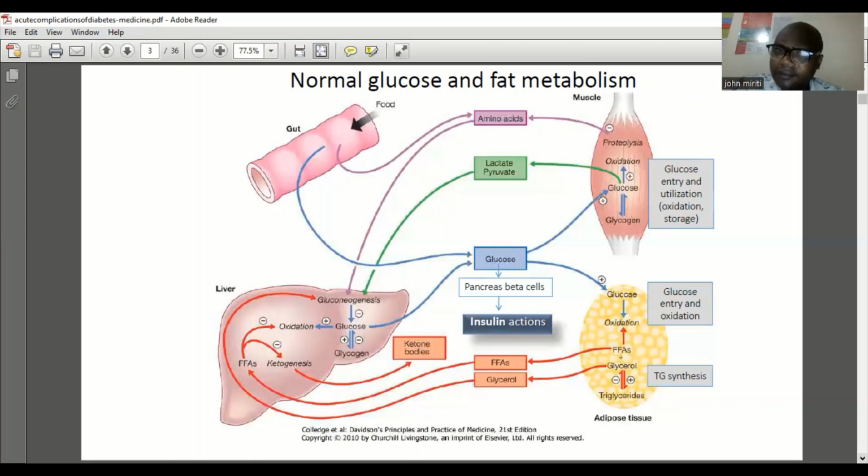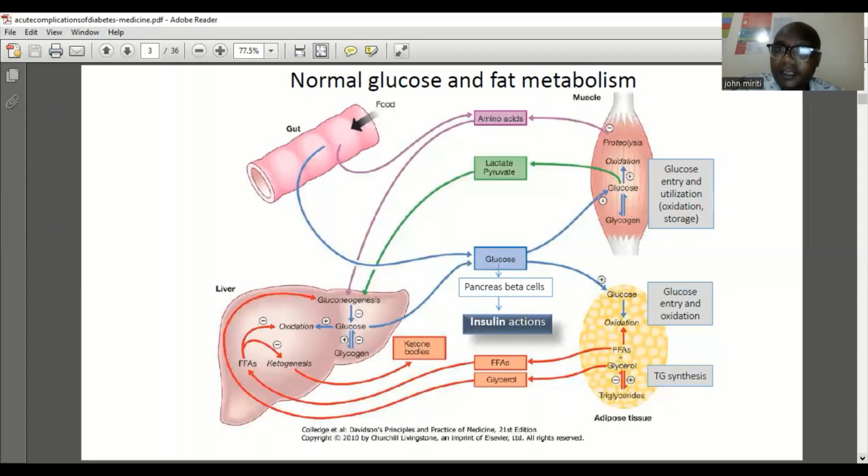Again, this glucose can be taken by the adipose tissues, oxidized, and stored there. Then it can also go to the pancreas beta cells, where it stimulates insulin production. Now, remember again, in the muscles, the glucose is oxidized again and can be converted into what?